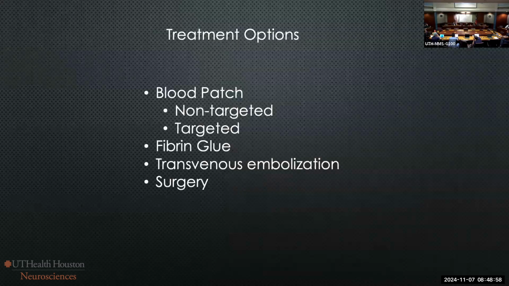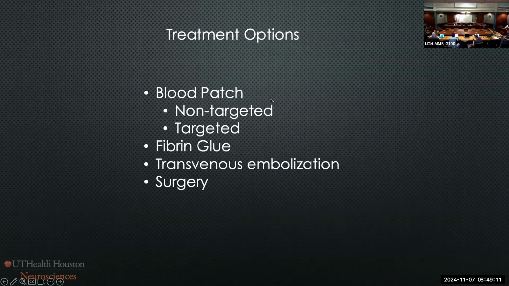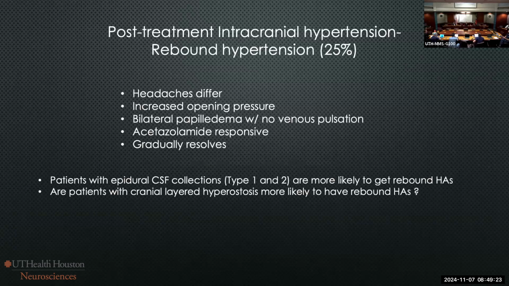So let's talk about treatment options quickly. That's going to be a whole hour, so I'm not going to do much on this. Blood patch, non-targeted versus targeted, fibrin glue, transvenous embolization, and finally the gold standard is surgery. Again, targeted better than non-targeted, large volume better than small volume. Transvenous embolization with Onyx is something that we're just now starting to get into that was pioneered at Utah.